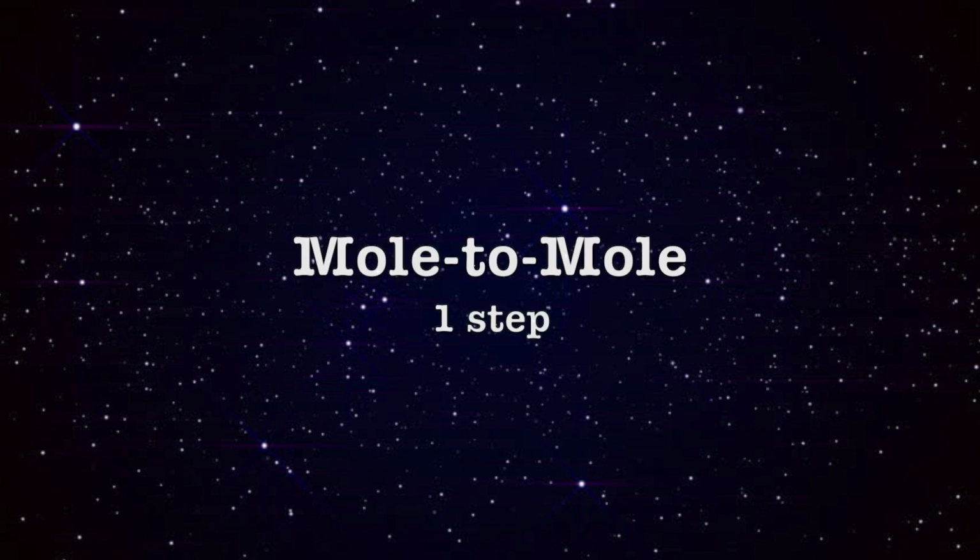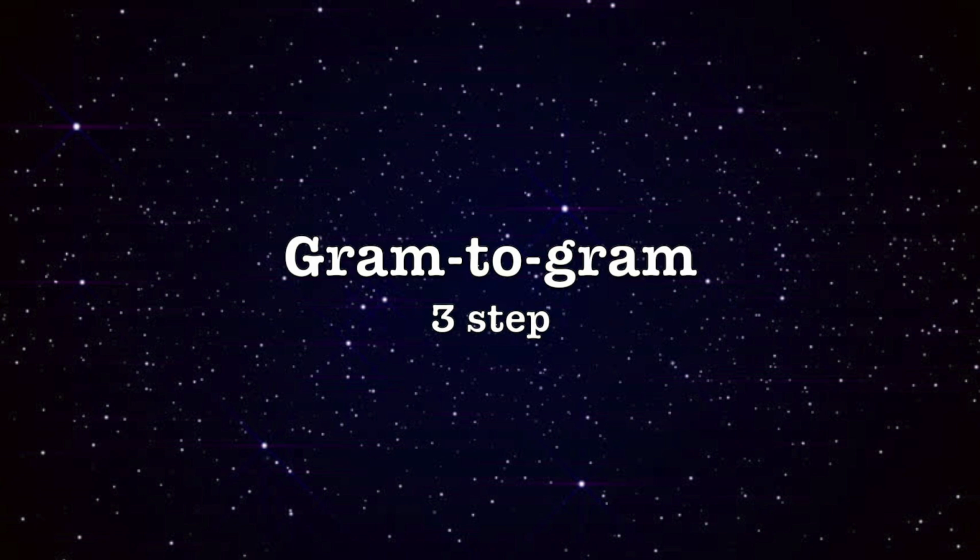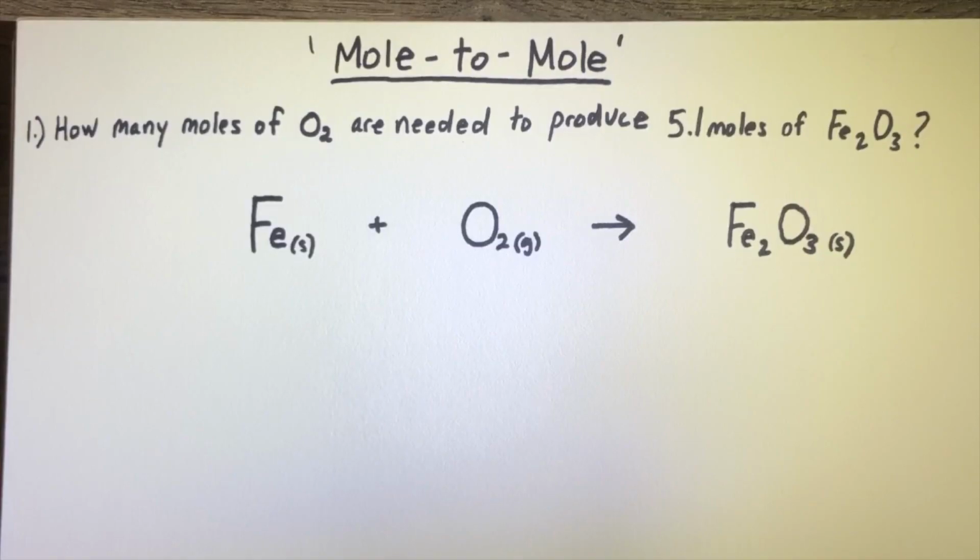So today, we're going to review 3 types of stoichiometric problems. The first type, mole to mole, is going to require 1 step. We're going to do some mole to gram. Those are going to require 2 steps. And then gram to gram, which require 3 steps. Alright, so mole to mole stoichiometric problems.